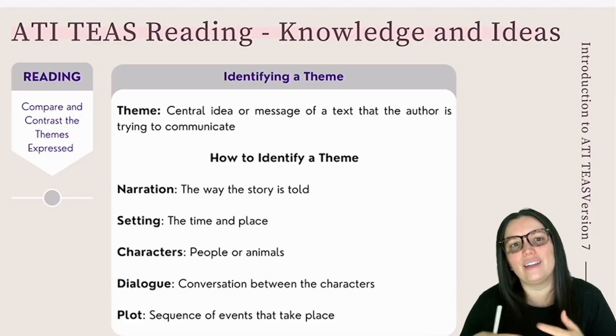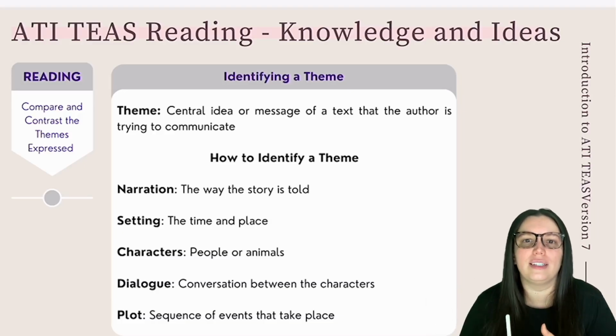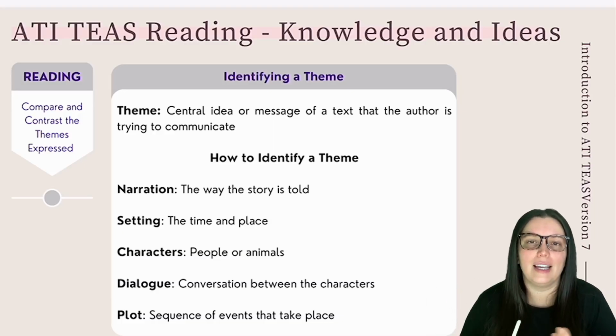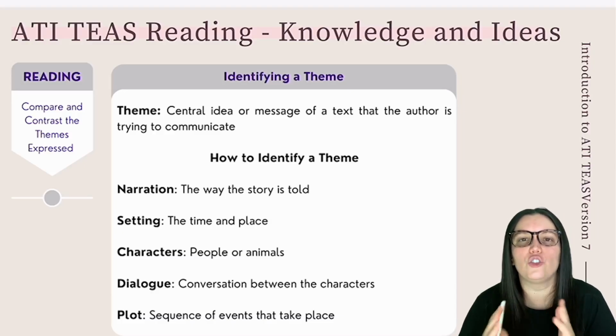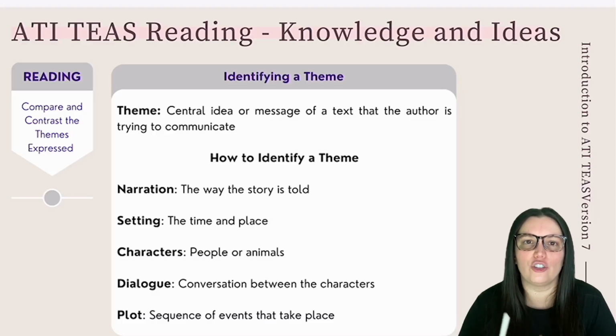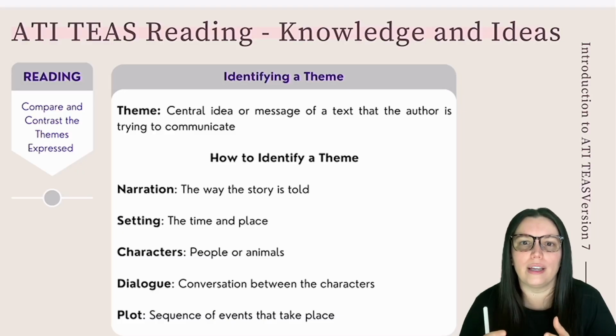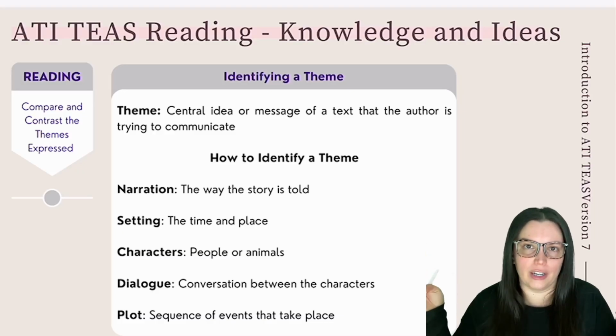So in order to identify a theme, you have to pay close attention to the story's elements, including narration, setting, characters, dialogue, and plot. So let's break each one of these down. Narration is the way the story is told. The narrator is the person that is trying to tell the story. The narrator can be a character in the story, or it can just be a third party altogether.